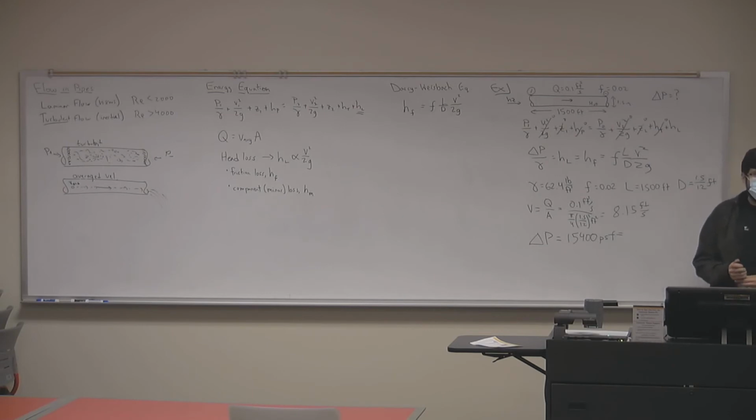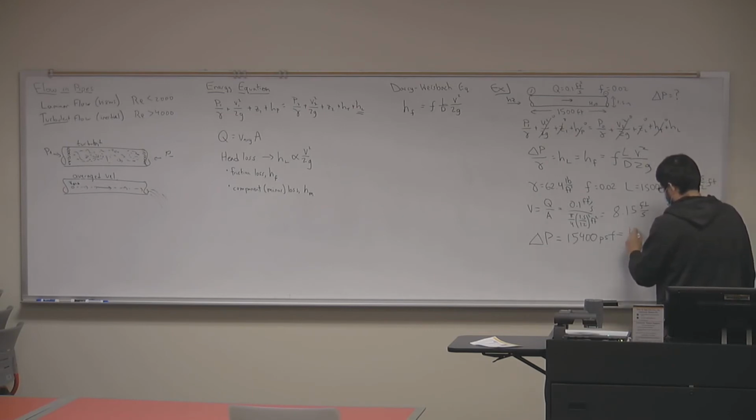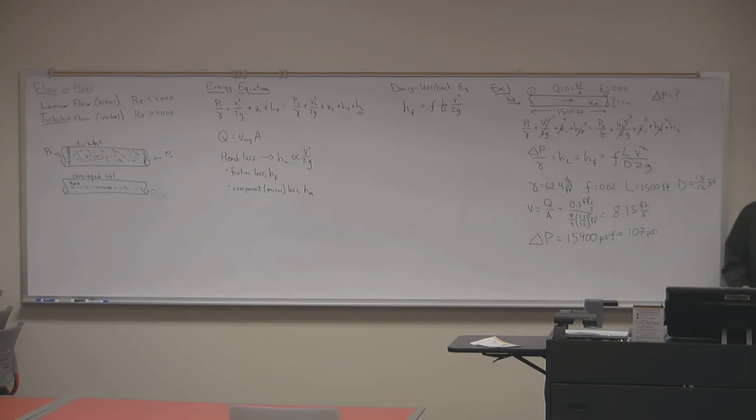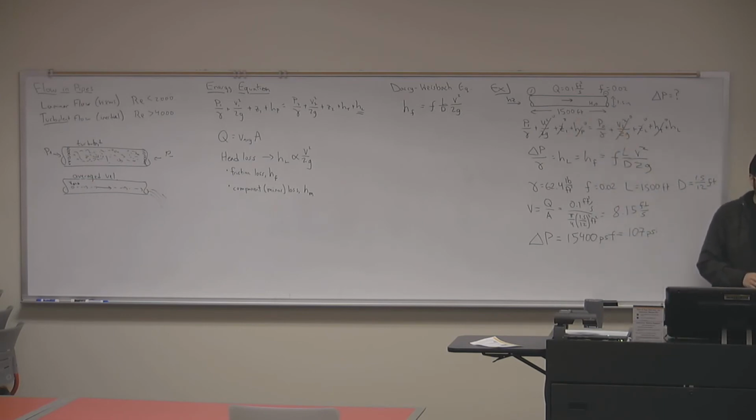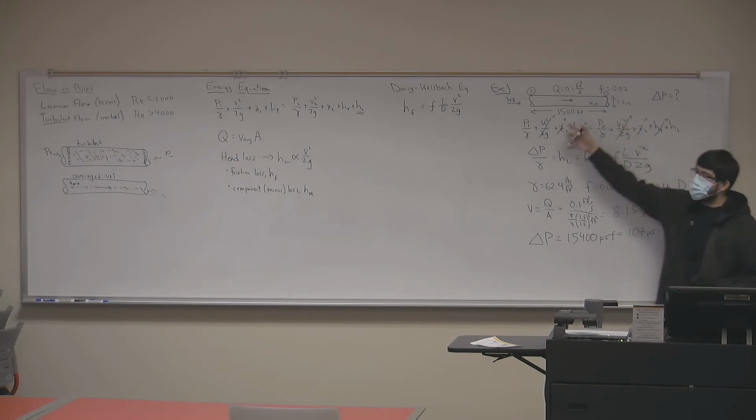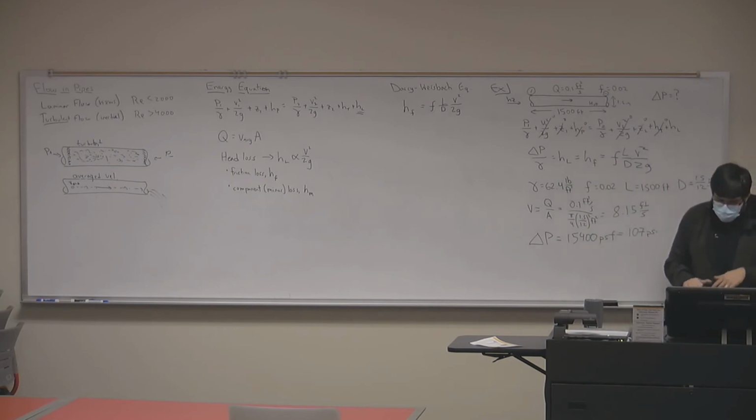Divide by 144, right? So how much is this in PSI? 107. There we go, 107 PSI. It is a pretty strong pressure drop, but over 1,500 feet, it's actually expected, okay? So good for you for trying to make sense of your results, right? And I think that for these scales, these results are pretty accurate.